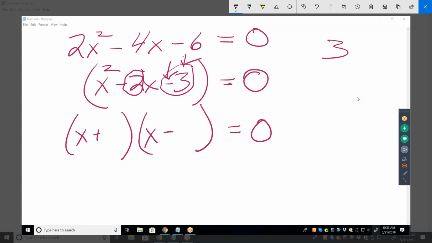So that would be 3 and 1. Only factors of 3. And stick the larger factor with the sign of the middle term. So the 3 goes there. The 1 has to go there. Now we're almost to our answer. How do I solve it from here?